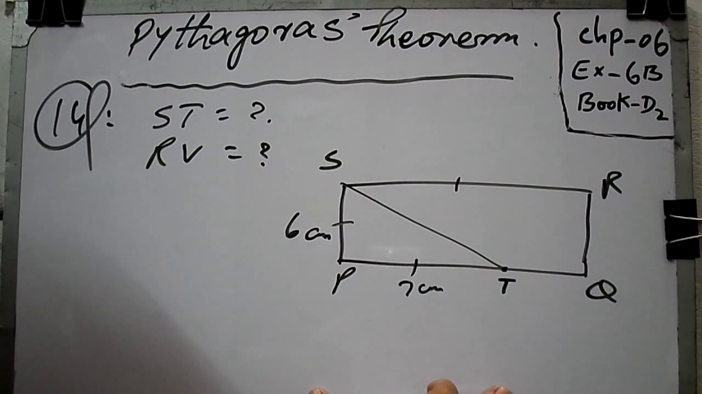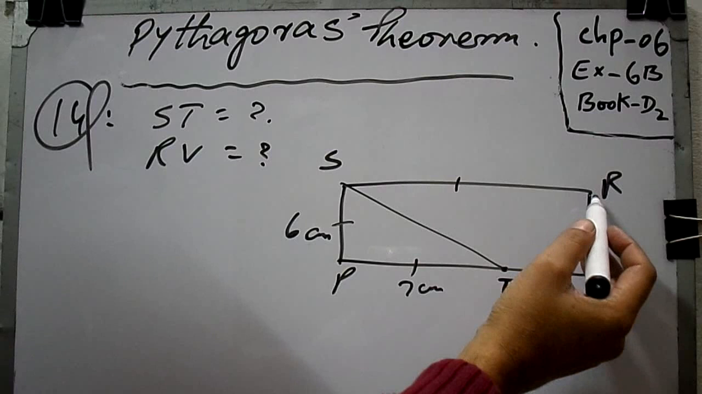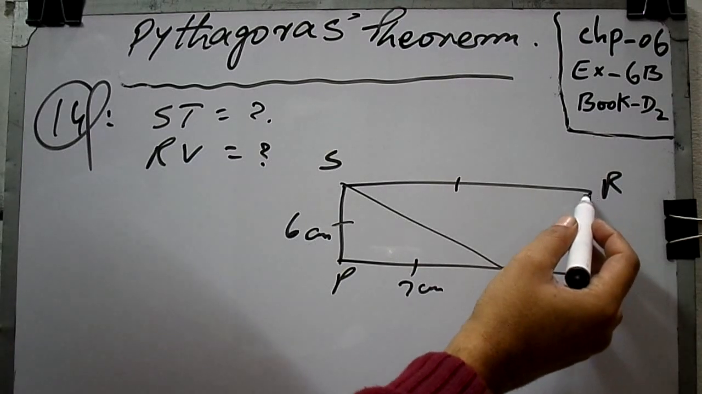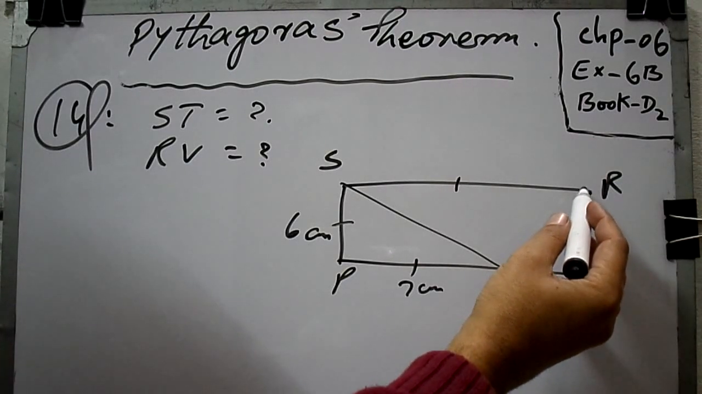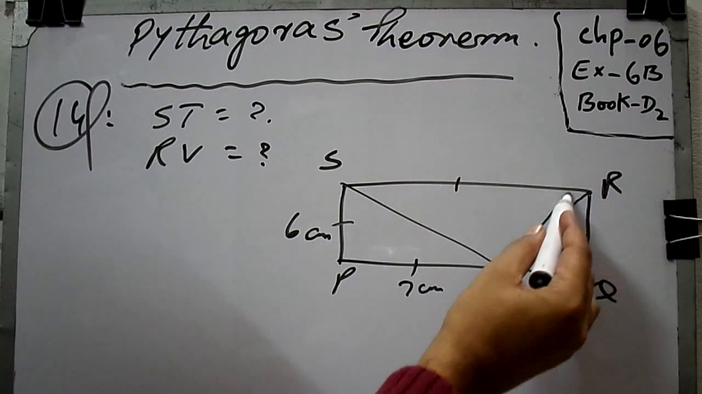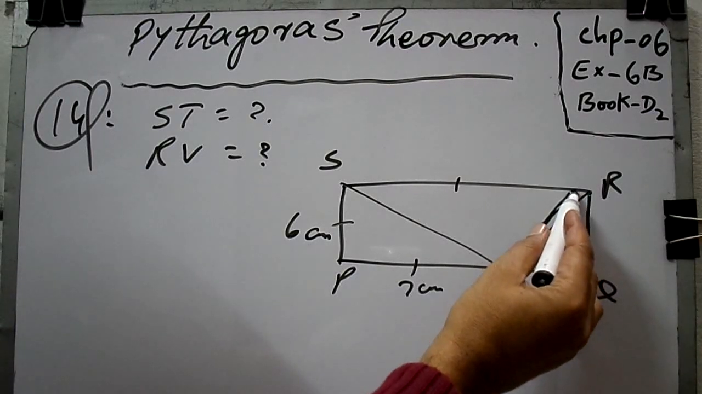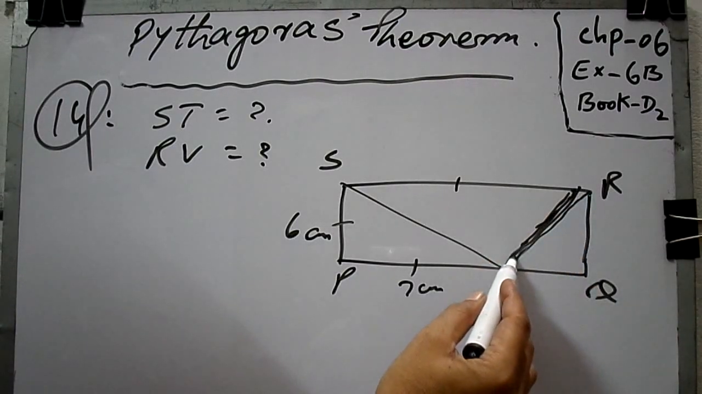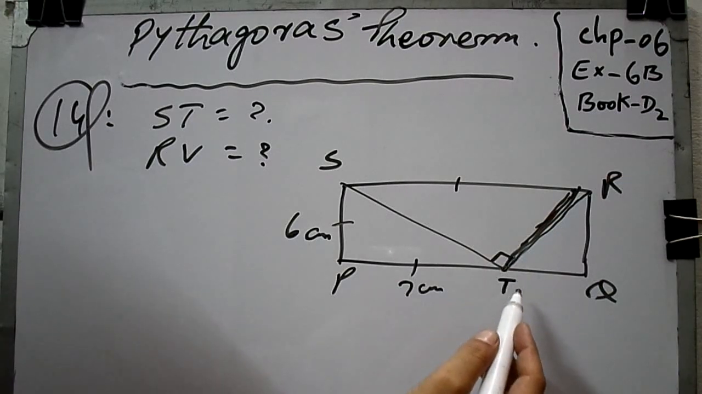Now RV is perpendicular from R to ST. Okay, you can see that here. That is the perpendicular distance from R to ST. So that makes a 90 degree angle here.